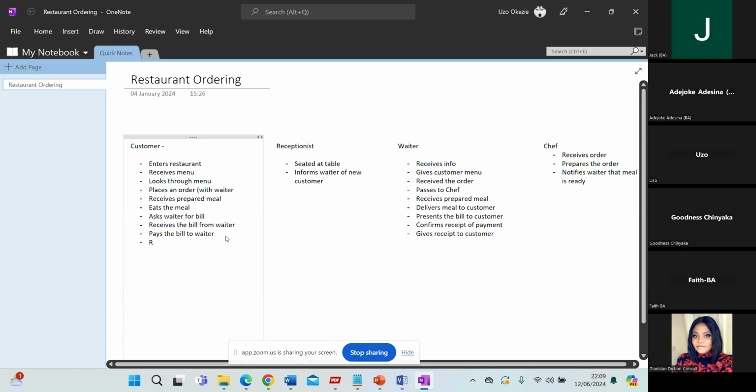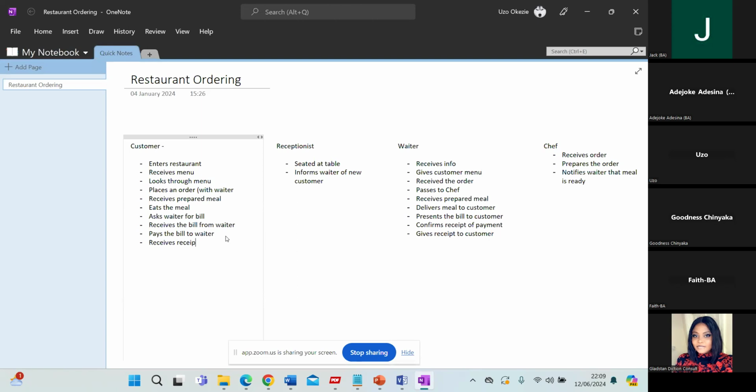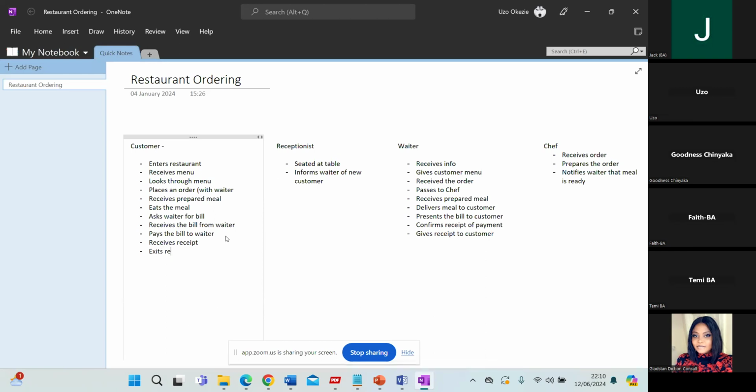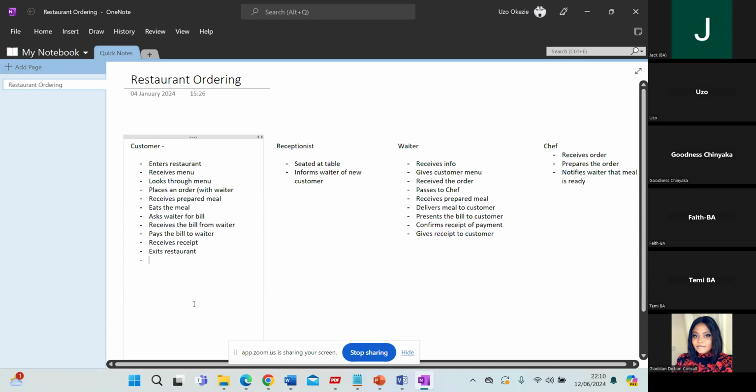Customer receives the receipt. Thank you. Receives the receipt and what happens? Exits the restaurant. Leave. Thank the waiter. Exits the restaurant. Brilliant. Absolutely awesome. All right, fantastic.